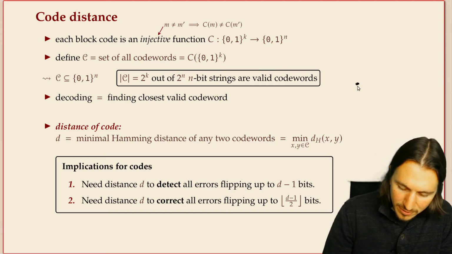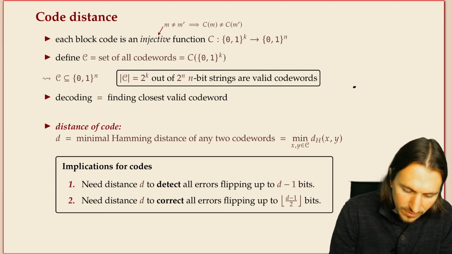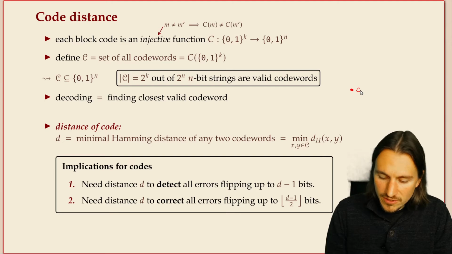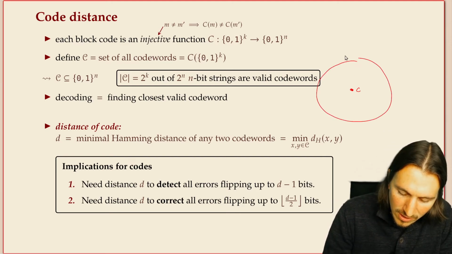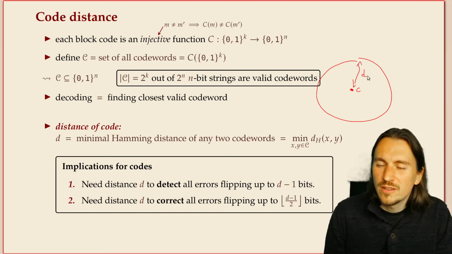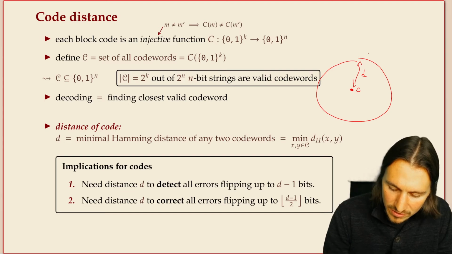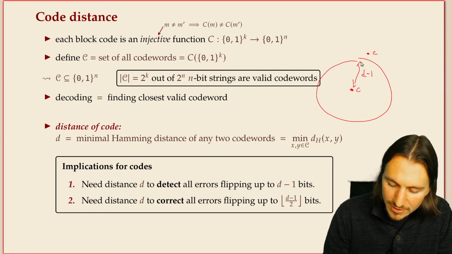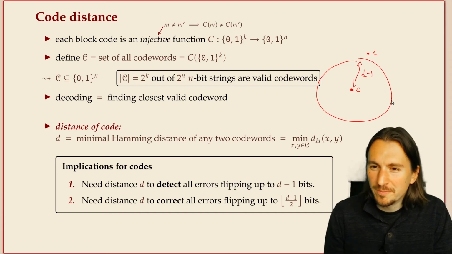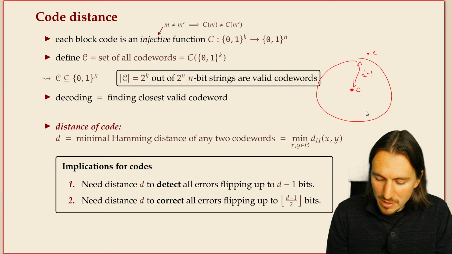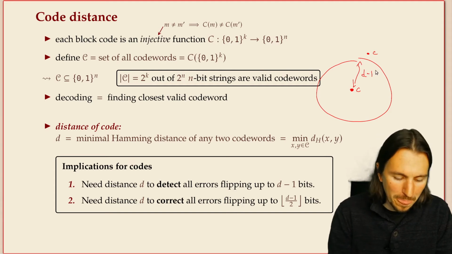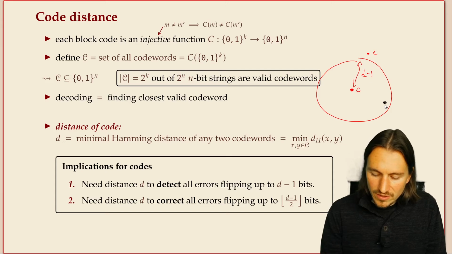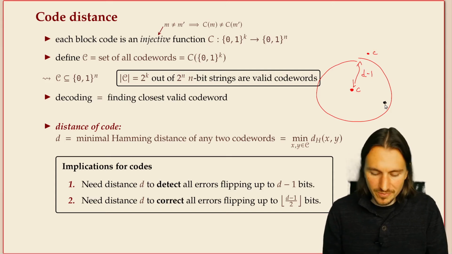Let's try that picture again. So we have a code C here. And now the distance is d, so that means within distance d, there is no other code word. So there cannot be any other C. Then the closest can be at distance d. But if I go only to d-1, there's no other code word in here. So whenever I have a valid code word and flip up to d-1 bits, I end up somewhere in this circle. And so I know something has gone wrong because this is not a valid code word. So I detect that something went wrong. That's that part.